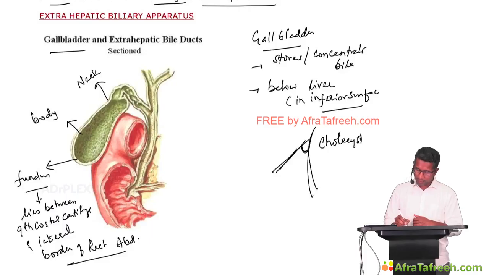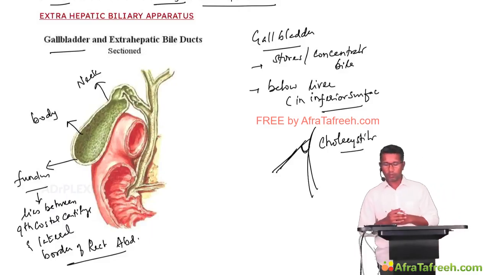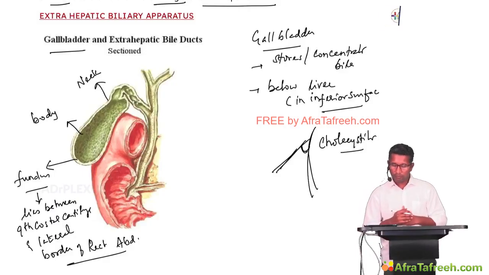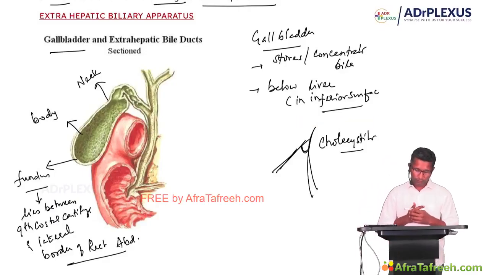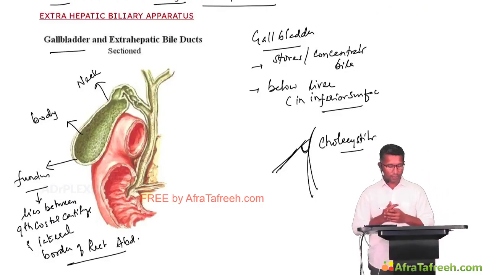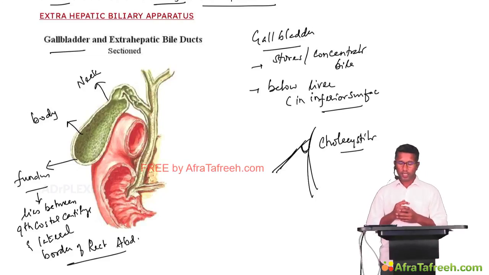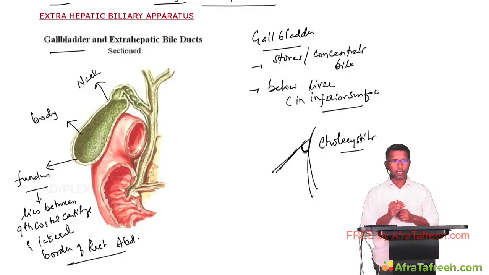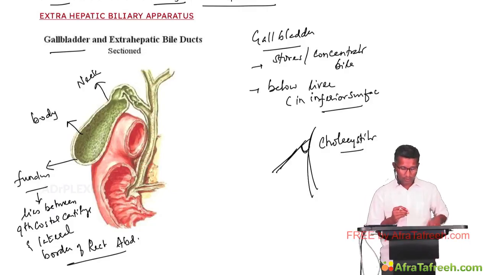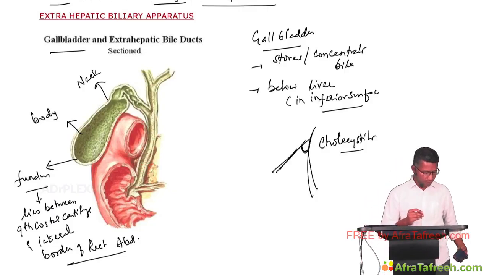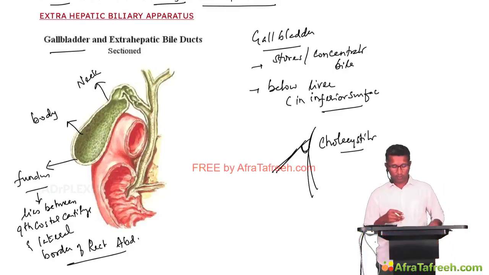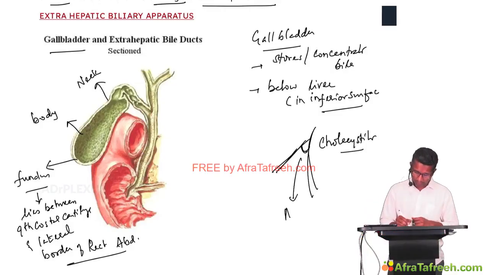What is cholecystitis? Cholecystitis is inflammation of the gallbladder. So when the gallbladder gets inflamed, it is called cholecystitis. And when a patient has cholecystitis and you press in the angle between the ninth costal cartilage and the lateral border of the rectus abdominis, the patient will have severe pain, and that sign is called Murphy's sign.